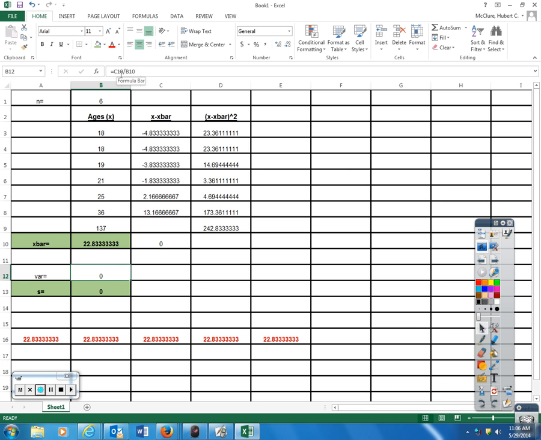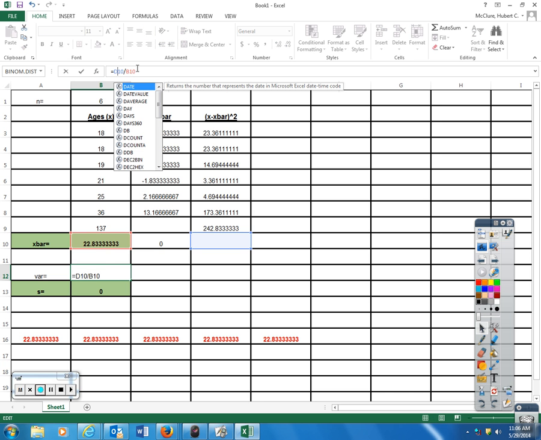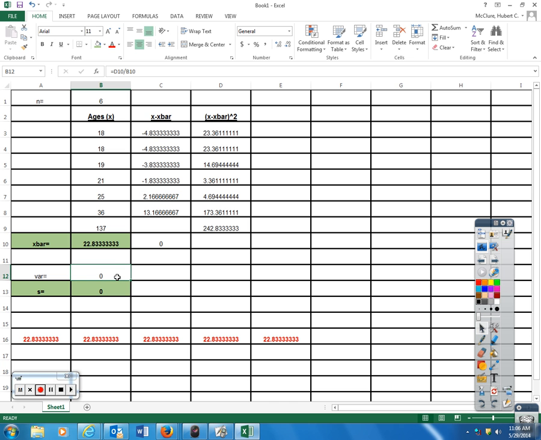And this number should be D10. Sorry. Divided by D10. And that number should be, their X bar should be, no, variance should be this number divided by n minus 1. So x minus x bar quantity squared over n minus 1, so that's going to be this guy minus 1.